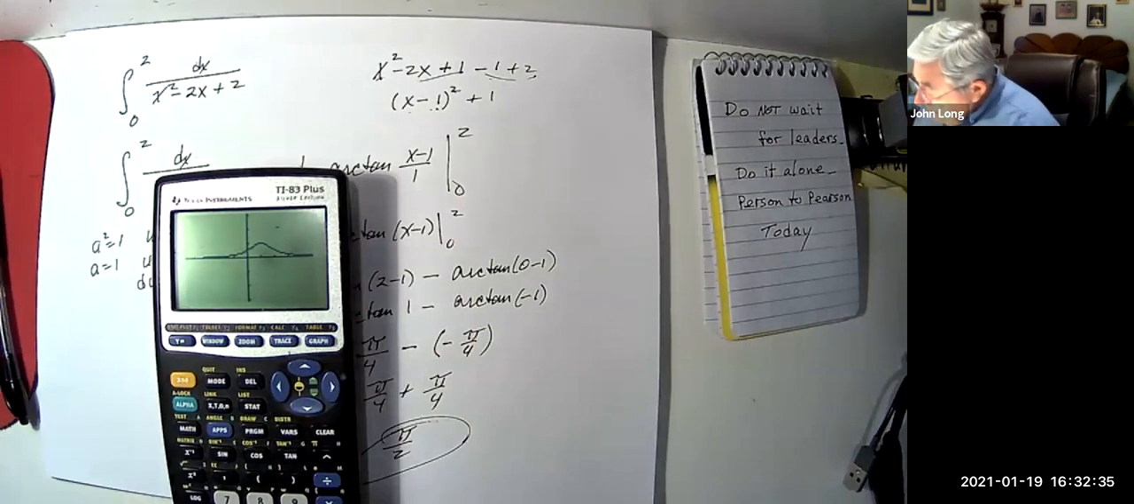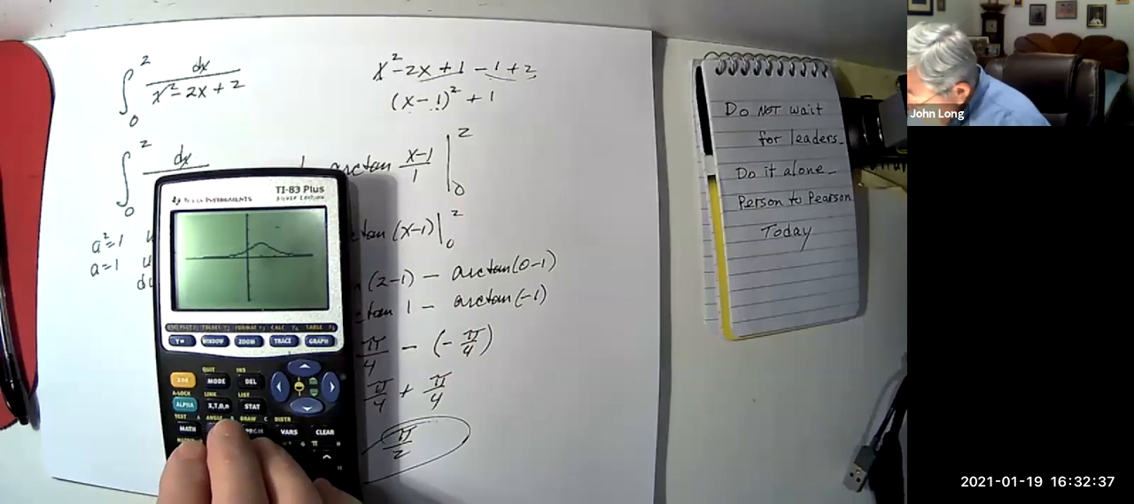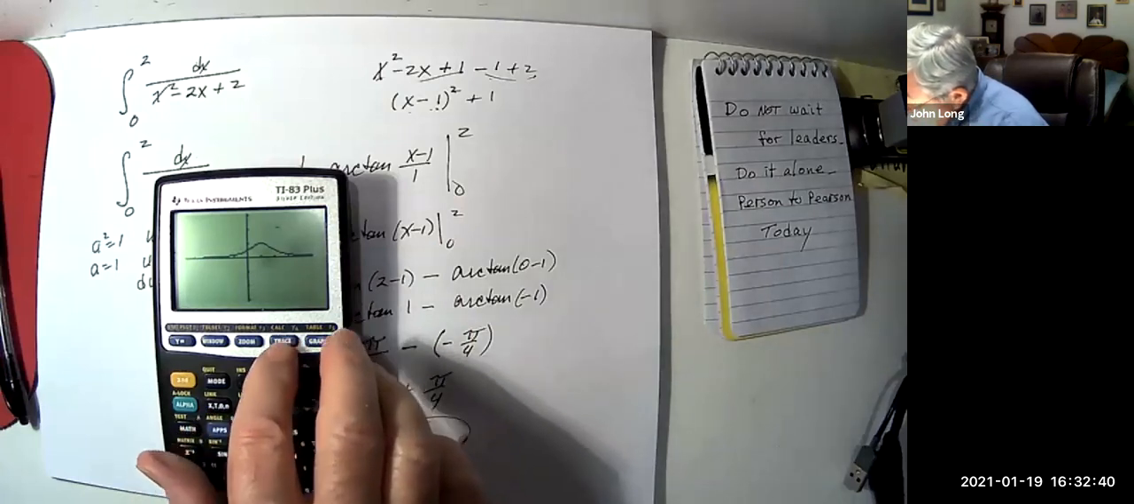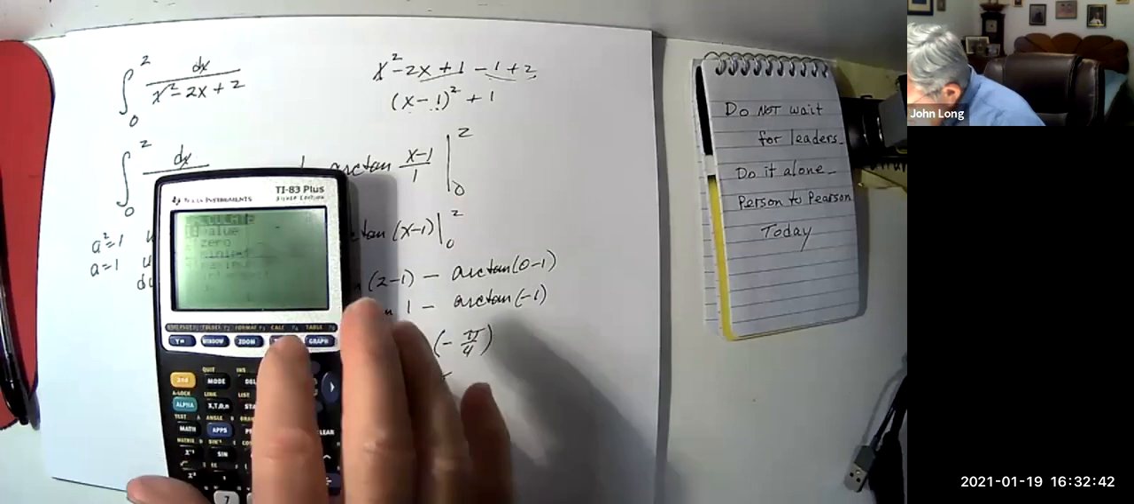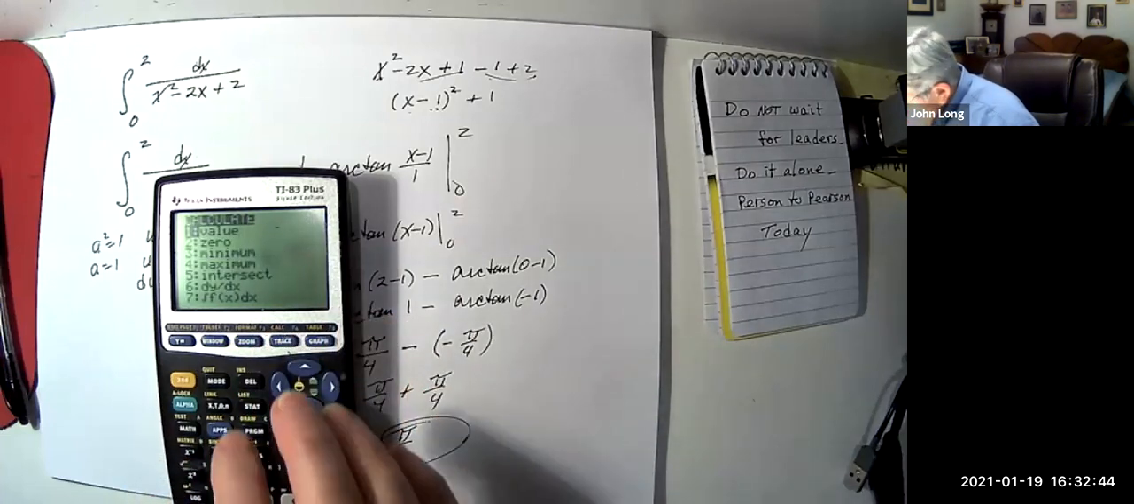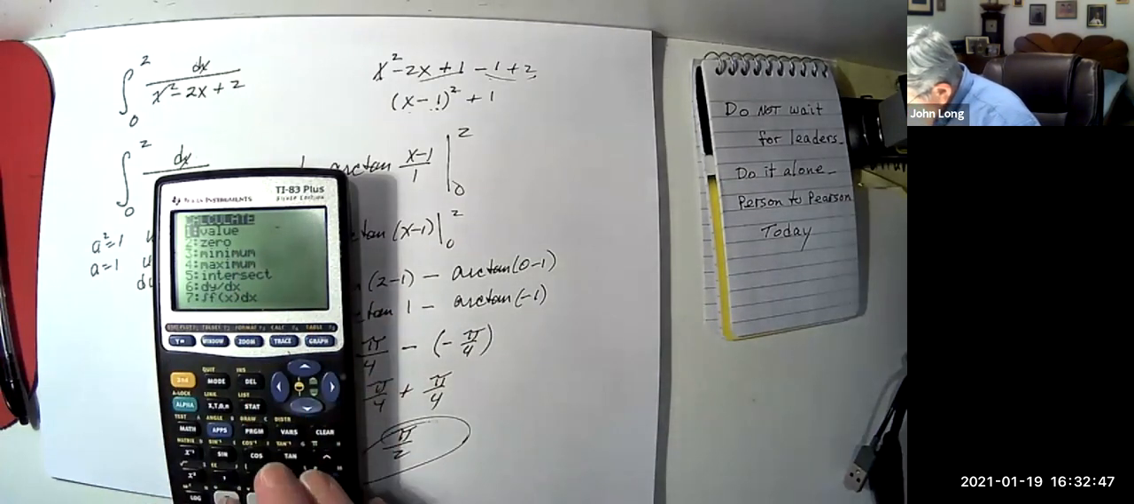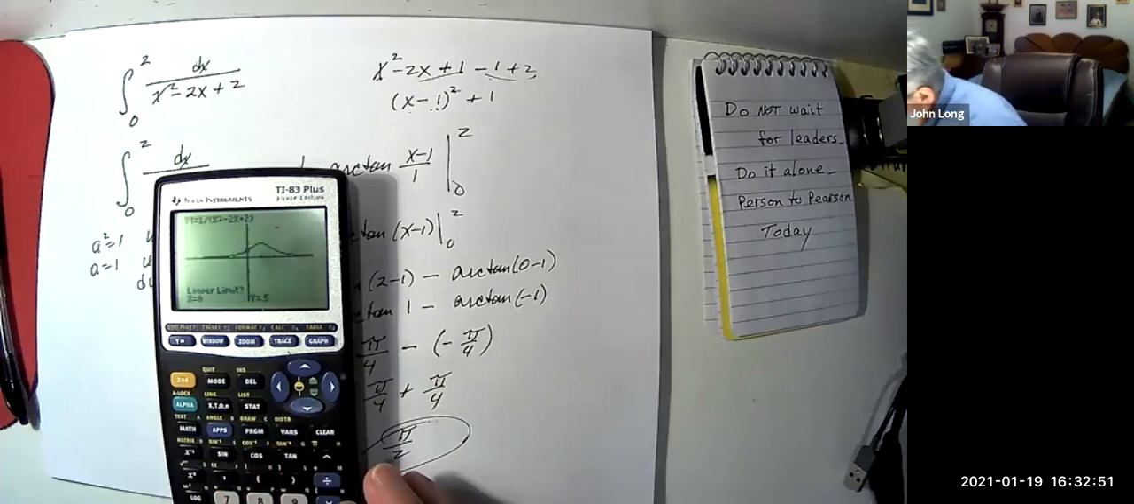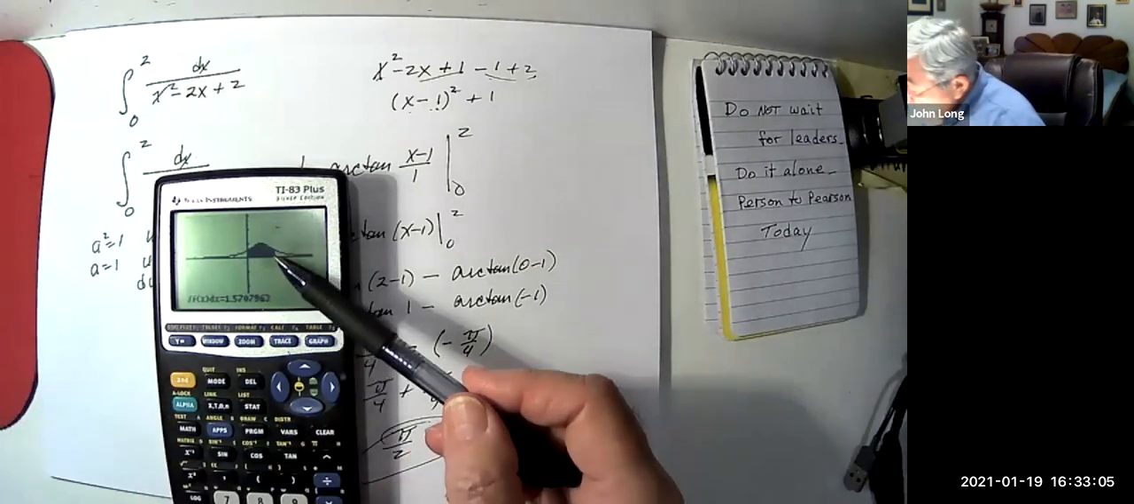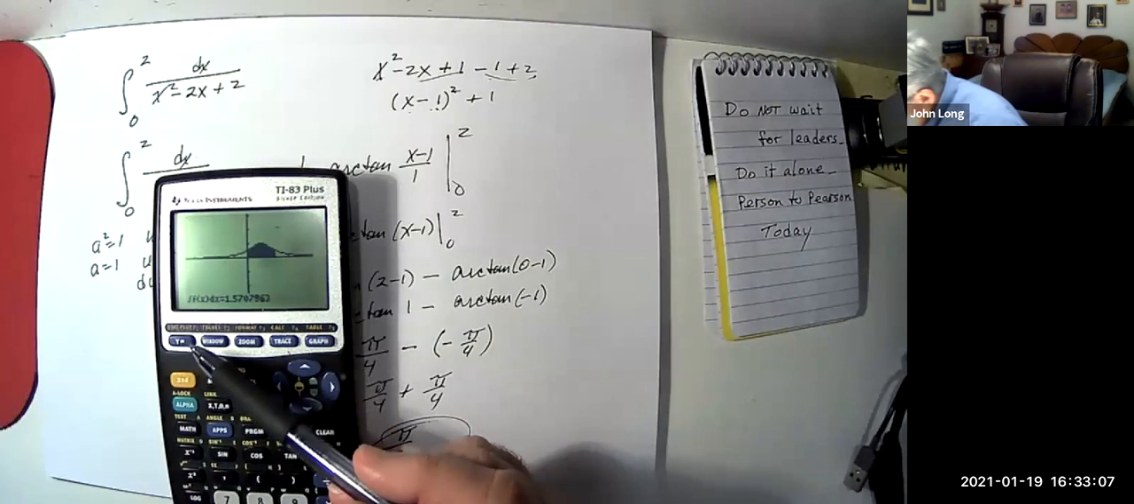And so how do we do a definite integral on here? Well, we're going to use our calc function. We're going to do second calc, and number 7 down there. Number 7 is the integration function. So I hit number 7. My lower limit is 0, so I put that in there, and then my upper limit in this case is 2. I put that in there, and it shows me exactly what I integrated on the graph. See the graph?